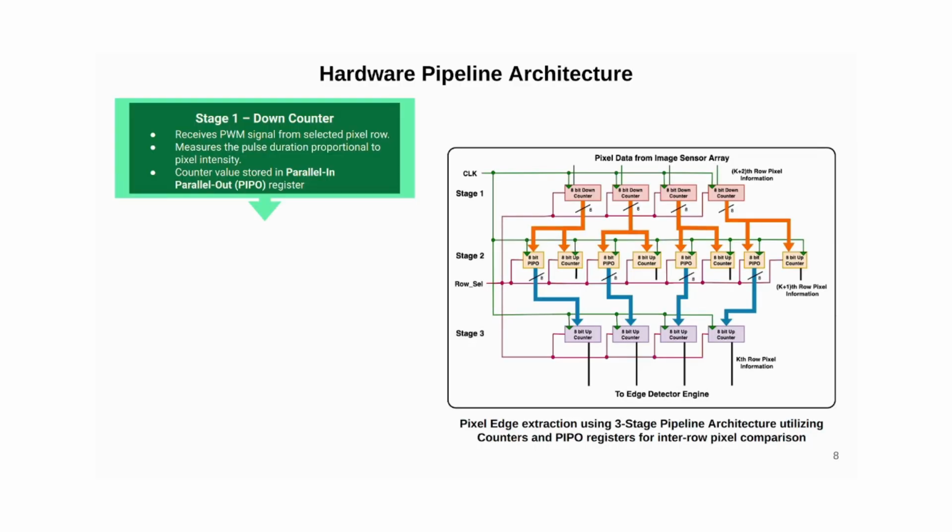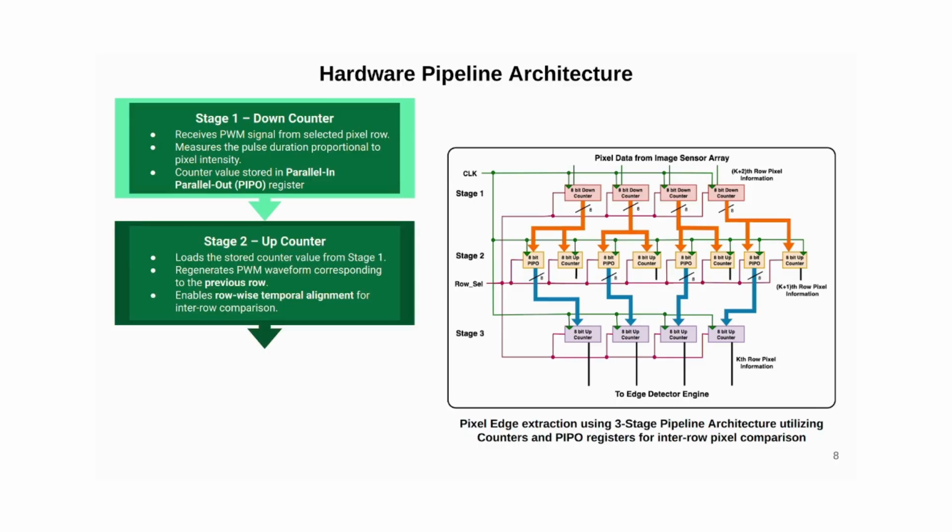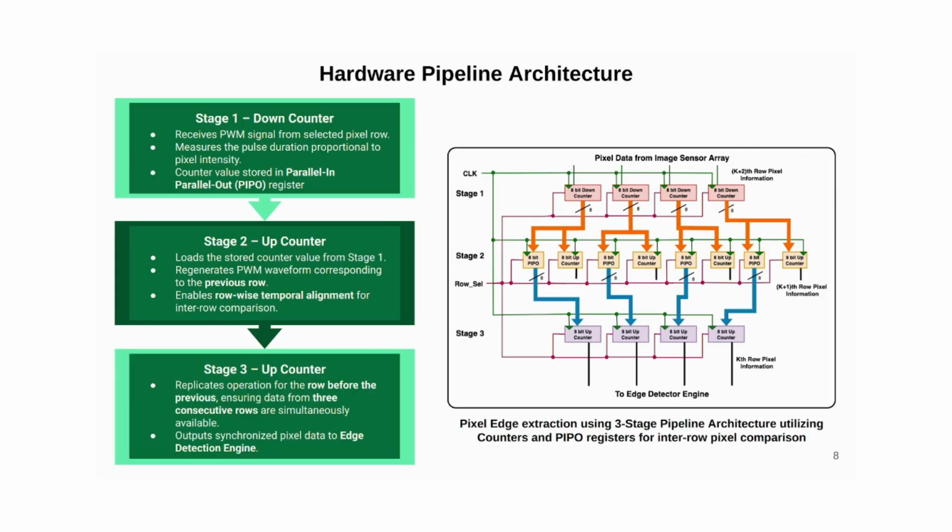The heart of our design is the three-stage pipeline. In stage 1, a down counter measures the PWM high time and stores it in a PIPO register. In stage 2, an up counter regenerates the PWM of the previous row. This aligns the current row with the earlier one in time. A second up counter does the same for the row before that.